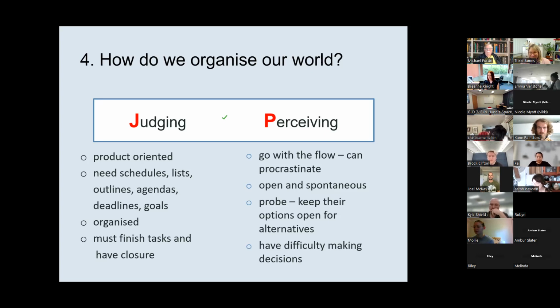But yeah, it's really how you organize your world and how you like things to be organized and how it flows for you. But to be clear, judging is different to judgmental. So, someone's a procrastinator there. That's great. Okay. So again, a few perceiving, a few judging, a few in the middle. Make sure you note these down for your own information.